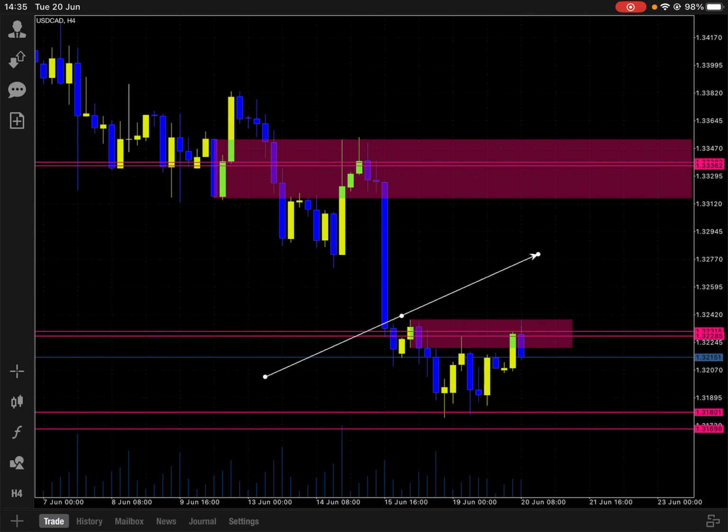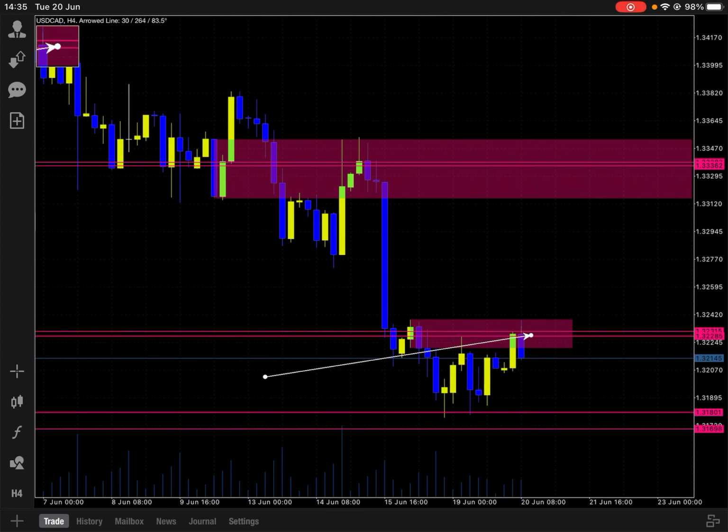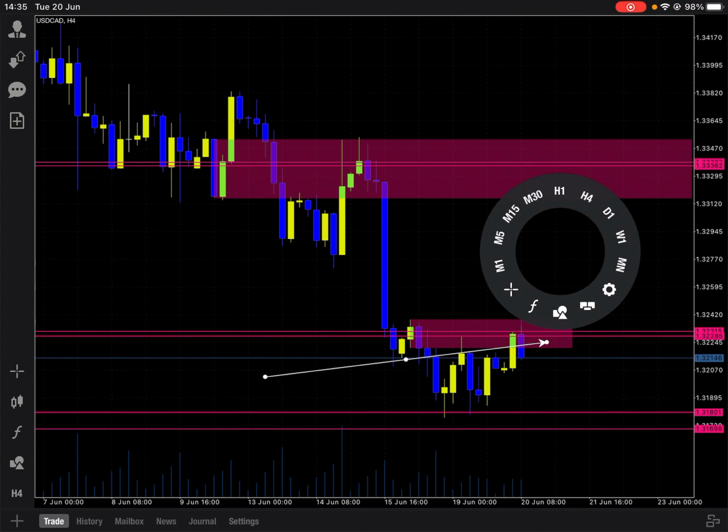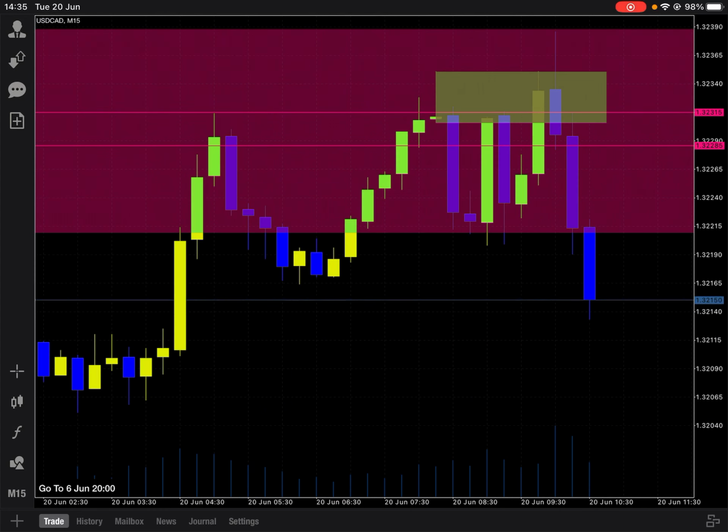Let's just put my iPad down. So USD CAD, we are looking at the current price. If the price decides to respect this zone, meaning it does not close above, we can either wait for the price to retrace back during this H4 or the next H4 to look for a sell.